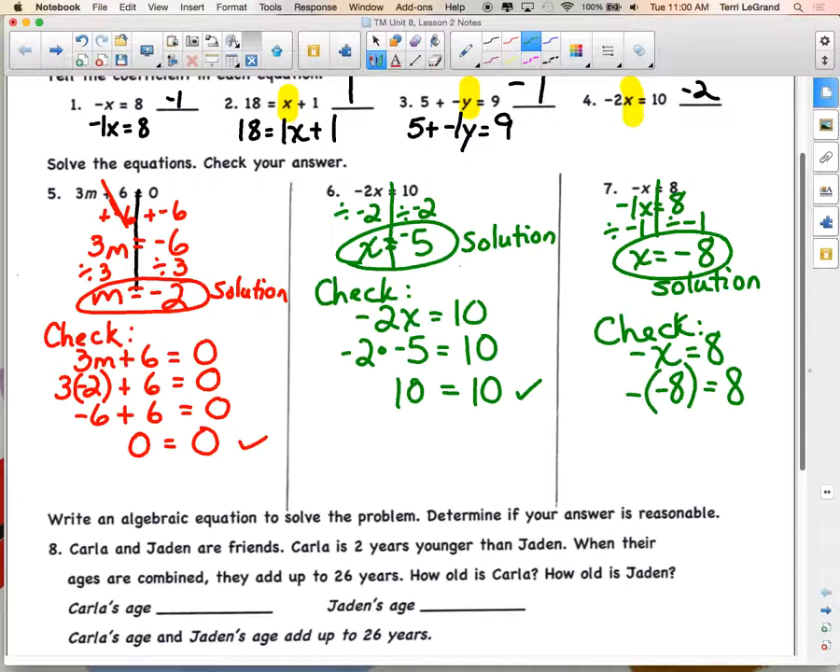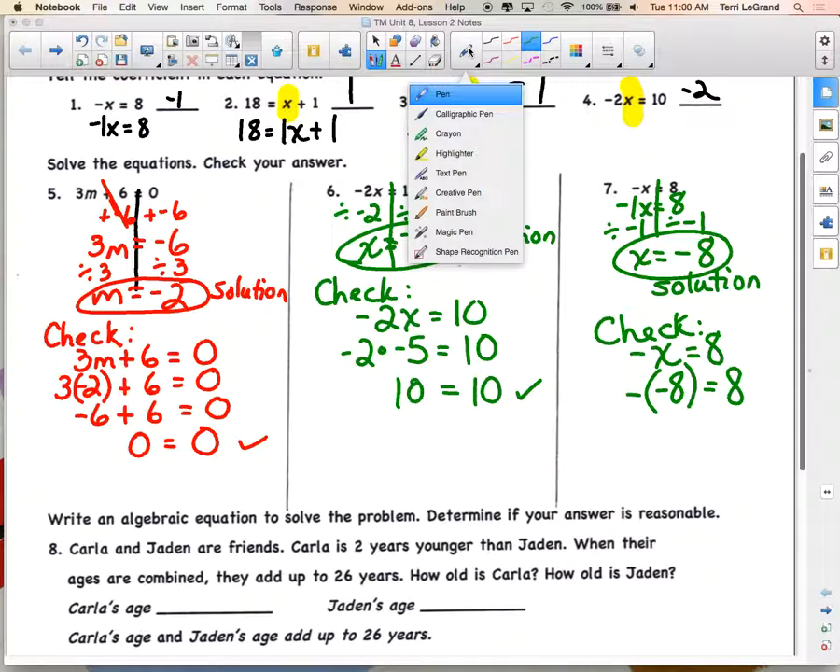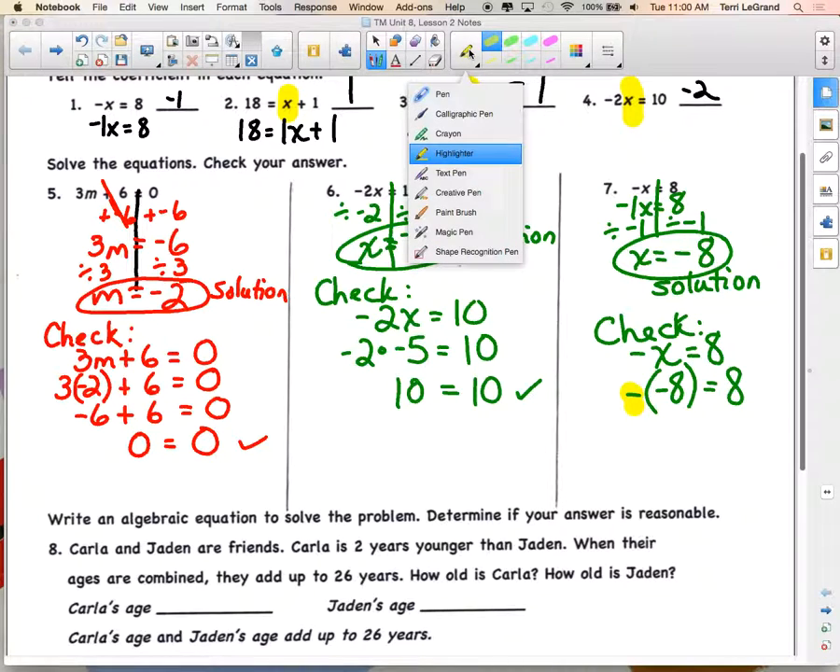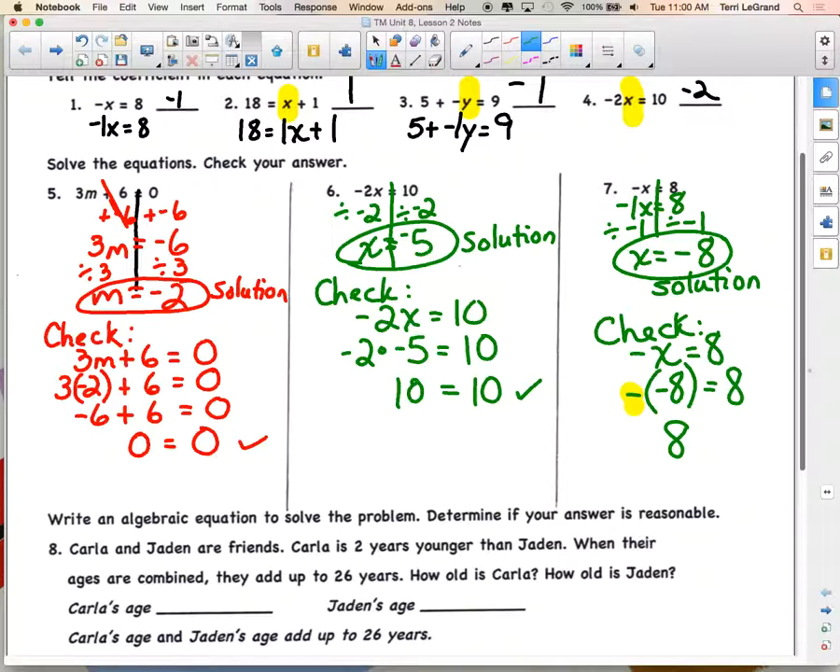Here's what we're going to start to think. One of the things we're going to do with a negative sign like this is that negative sign can also be said as the opposite of. Remember, like a subtraction sign? The opposite of. What's the opposite of negative 8? Positive 8. So this becomes positive 8, and we have positive 8 on the other side, it checks.